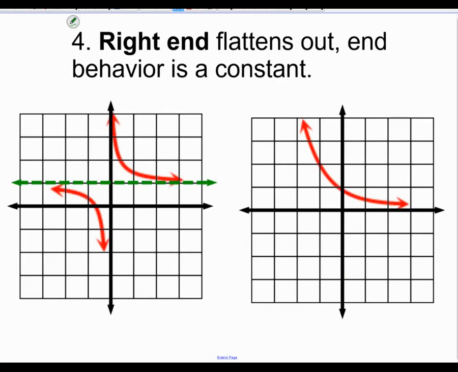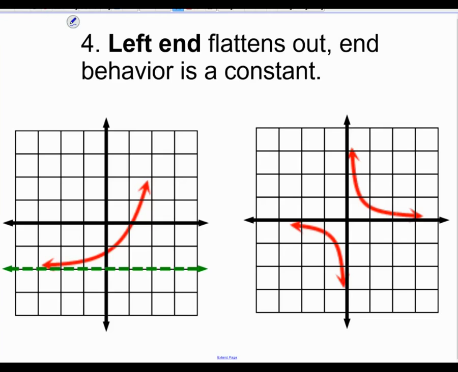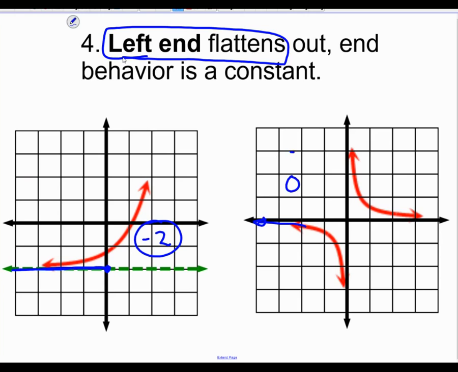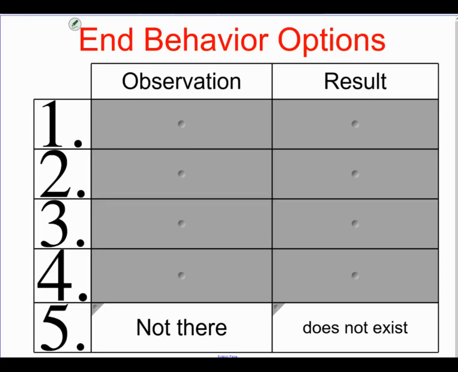Here are two functions that flatten out as they go to the right. We already did this one. It's 1. This one flattens out at the x-axis, so its right-end behavior is 0, a constant. Here are two functions that flatten out as they go to the left. This one's left-end behavior is -2 because the asymptote hits the y-axis at -2. This one flattens out at the x-axis as it goes to the left, so its left-end behavior is 0.